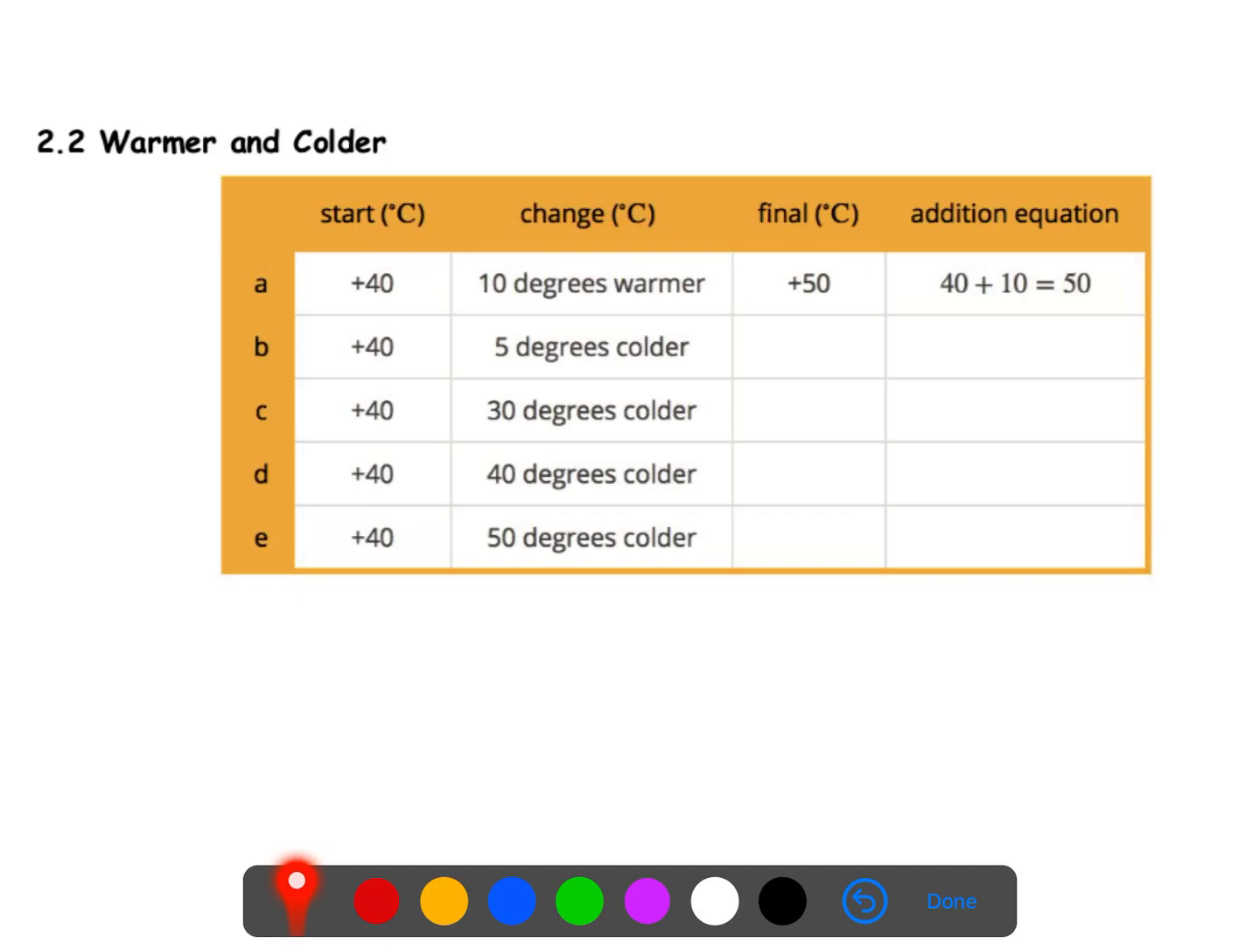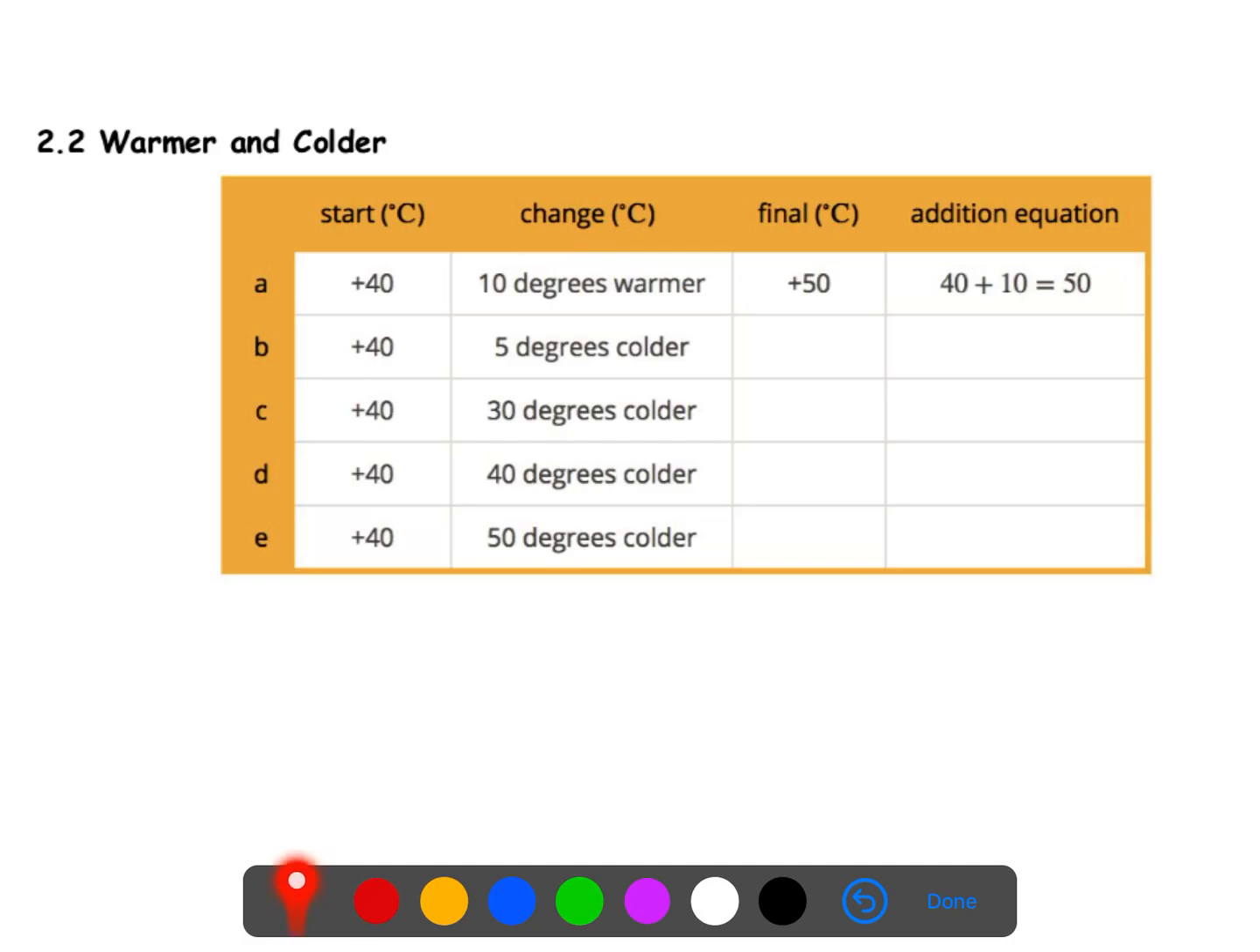Now, that's a temperature that we don't normally use here in the United States, but it works very well with positive and negative numbers because 0 degrees Celsius is the freezing point. So when we talk about temperatures above or below freezing, in Celsius, we're talking about above or below 0. So that'll work really good with what we're doing today. We're going to start at 40 degrees.